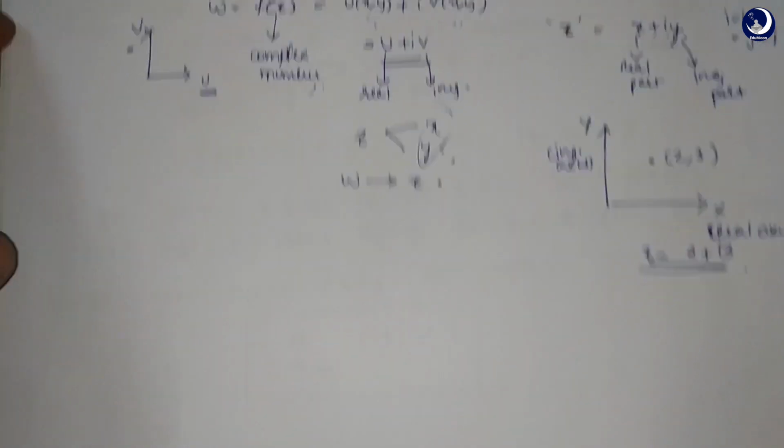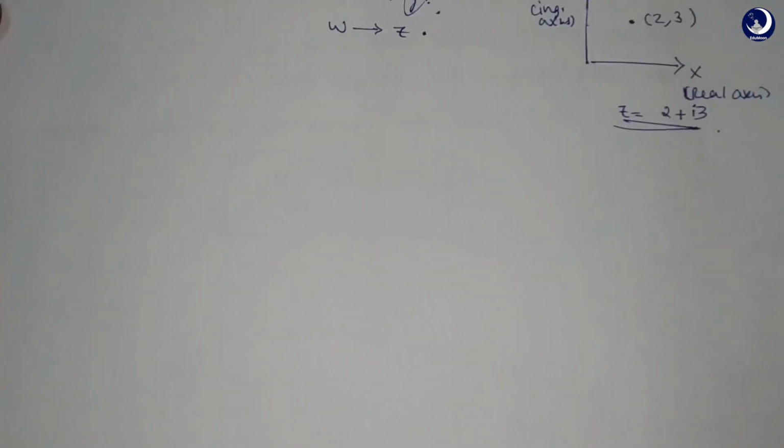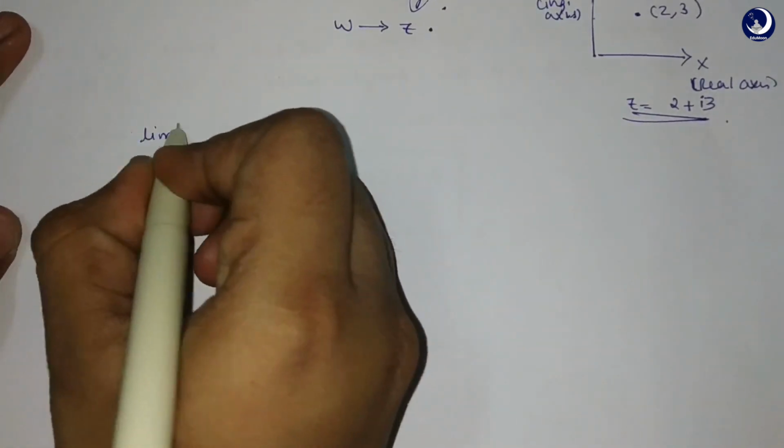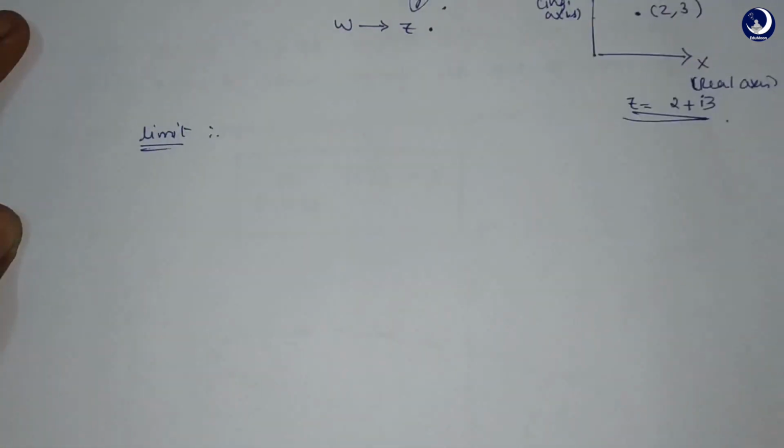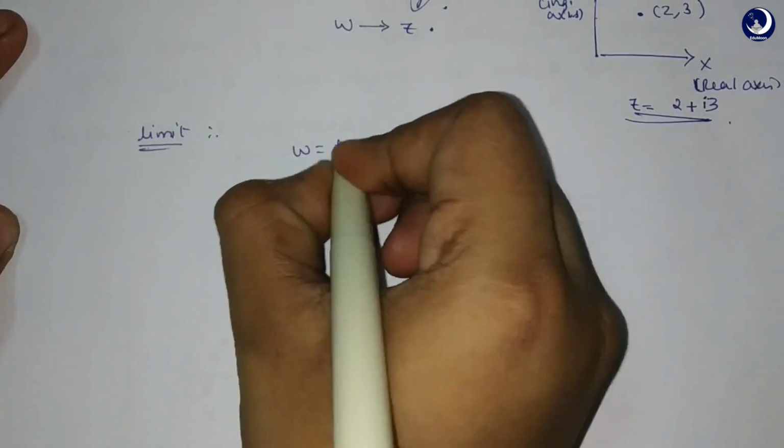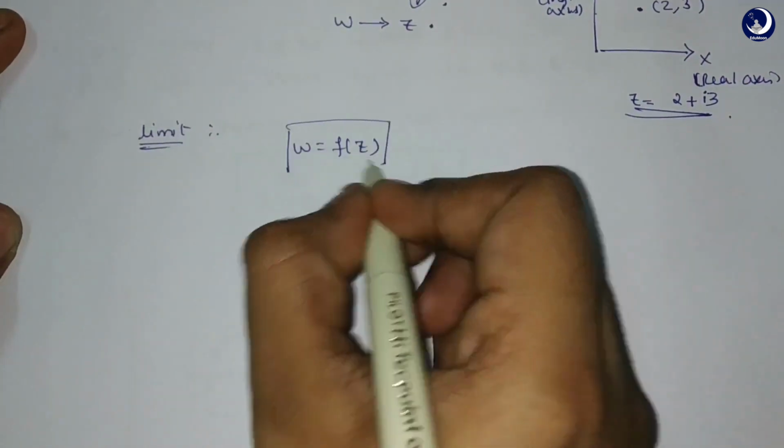Next we'll discuss limit. So how do we define a limit? We define everything for this function, the so-called complex function w equals f of z.